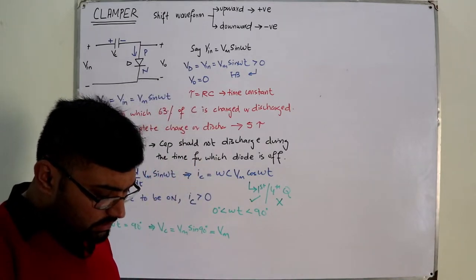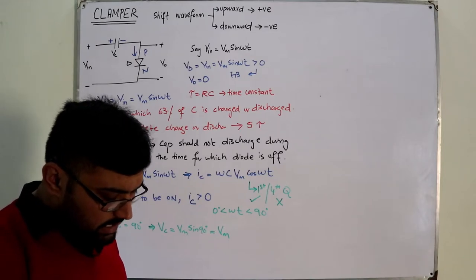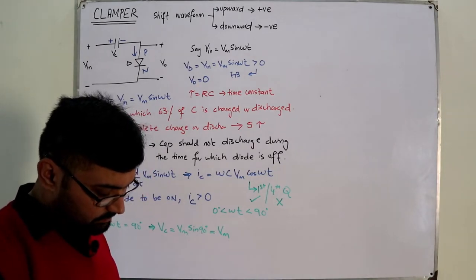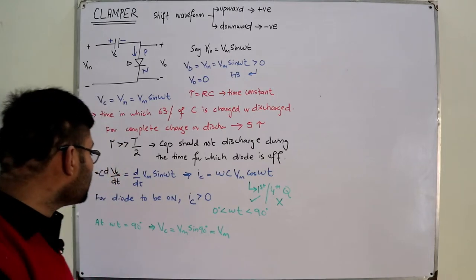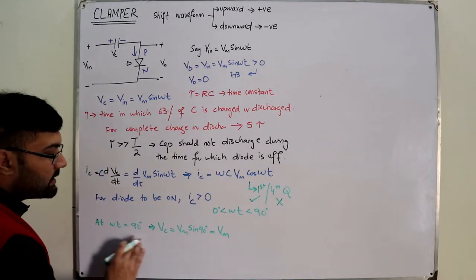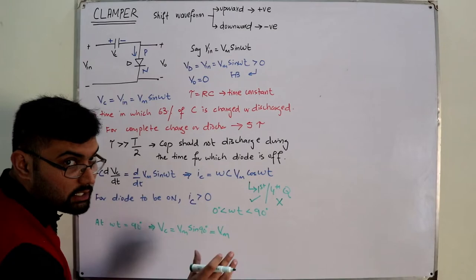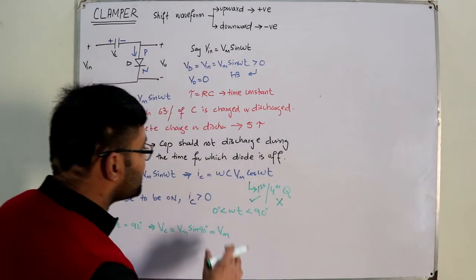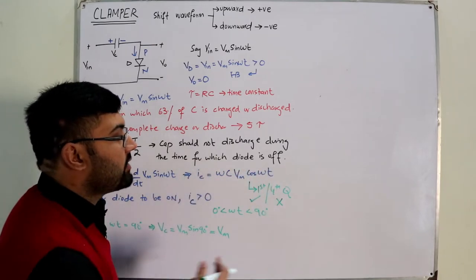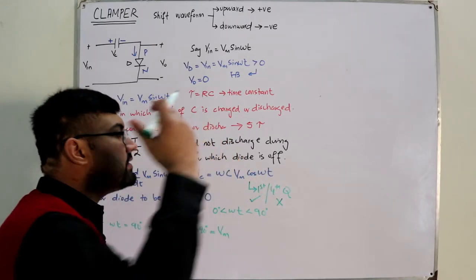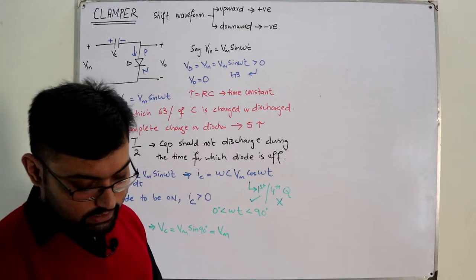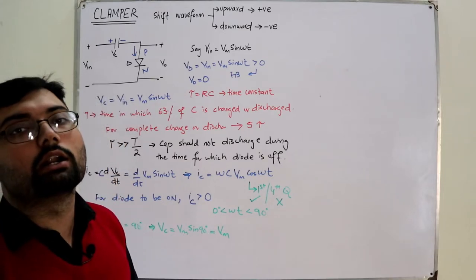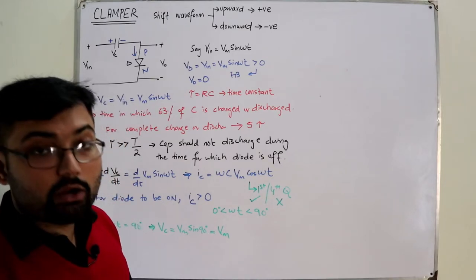After that, the current through the diode will try to become negative, because now this is the maximum value. 90 degrees is the maximum value. After this, the current through the diode will try to become negative. Why? Because the cosine will become negative after 90 degrees, because cos is negative in the second quadrant. Isn't it like this? So the diode will turn off.